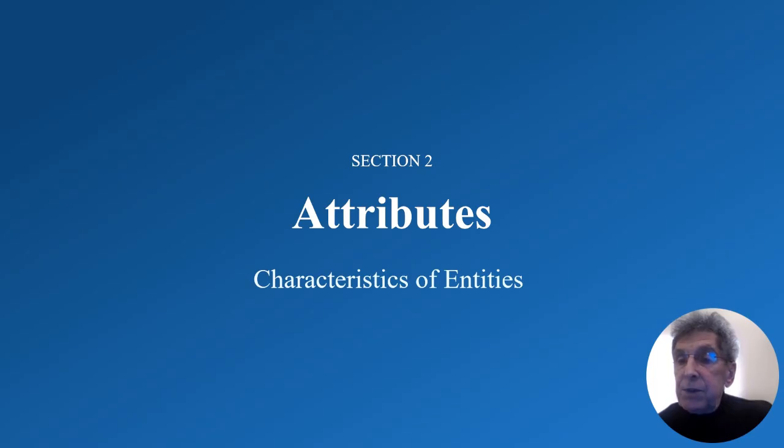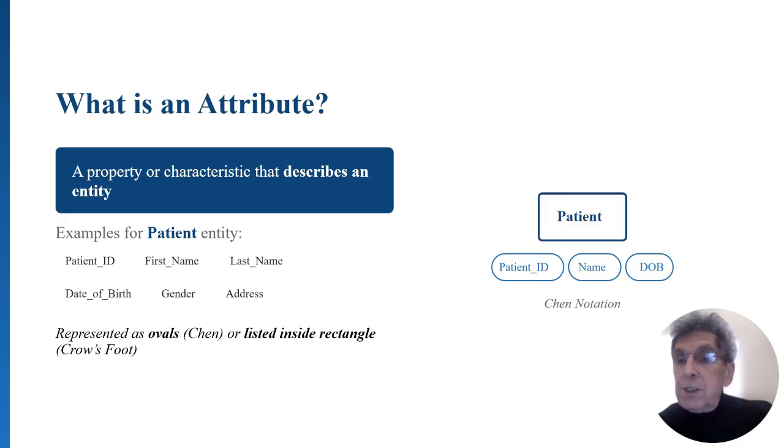Now let's talk about attributes, the characteristics that describe our entities. An attribute is a property or characteristic that describes an entity. For our patient entity, what attributes might we have? Well, of course we have to have a patient ID, the unique identifier for each patient. We're probably also going to have a first name and last name. Who is this person? A date of birth, when were they born? Gender, other demographic information. Address, where they live. Phone numbers, emails. Each of these is an attribute of the patient entity. They describe aspects of a patient that we need to track.